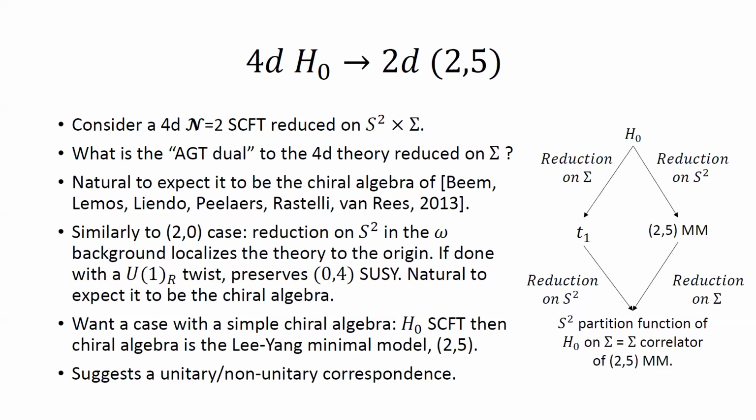I should, of course, mention that the chiral algebra in general is a non-unitary 2D CFT, while the T1 theory we expect should be some unitary SCFT. This suggests a correspondence between the S2 partition function of a unitary theory and correlators of a non-unitary theory. Hence we call it a unitary non-unitary correspondence.